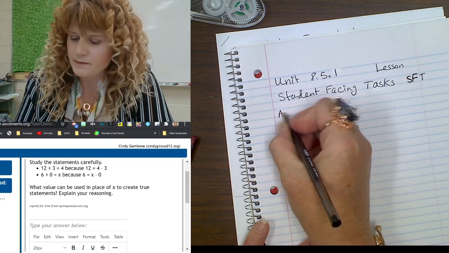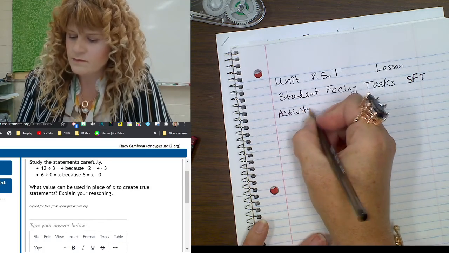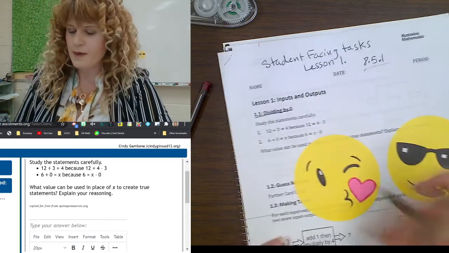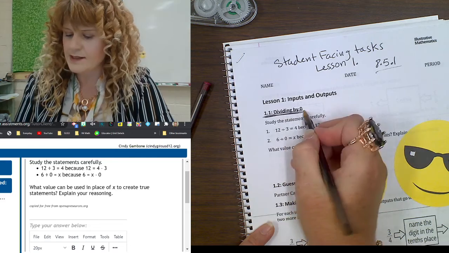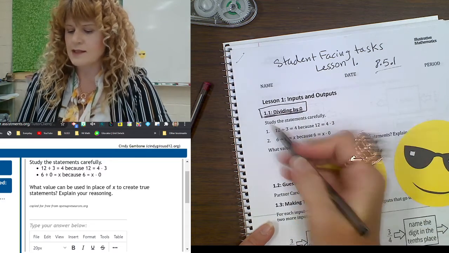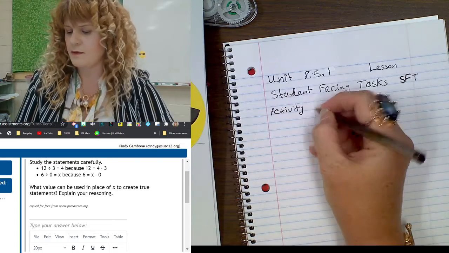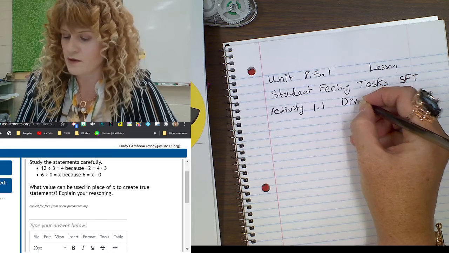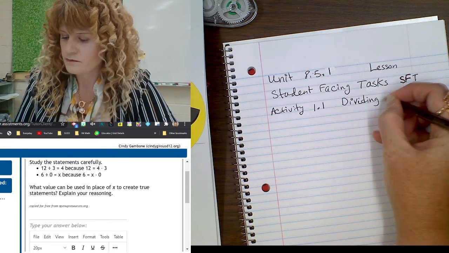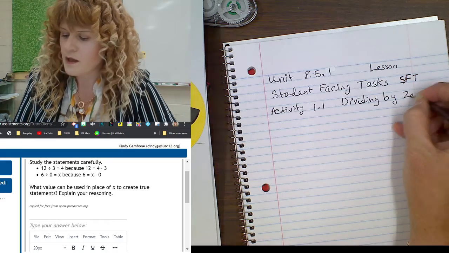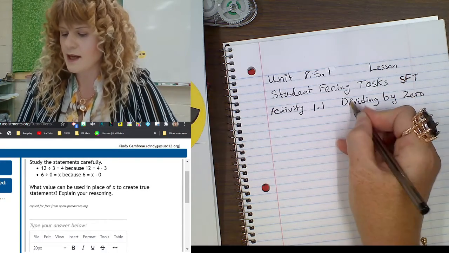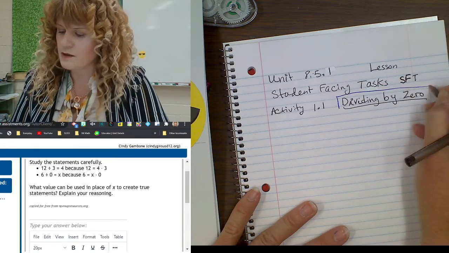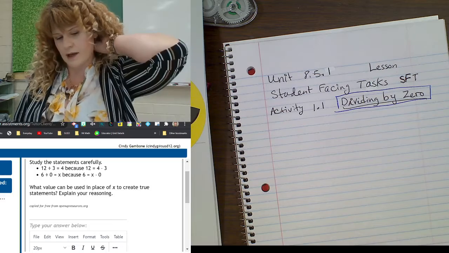Okay, activity 1. And in your computer, it doesn't say activity 1, but on the paper that I passed out in class that has the same exact problems, it's activity 1.1 dividing by 0. And I think it's a good idea to put titles on everything that goes in your notes so that you can come back to it later and know what it was. Plus, the title tells you what it's going to teach you. So use the titles to organize your notes. Activity 1.1, dividing by 0.